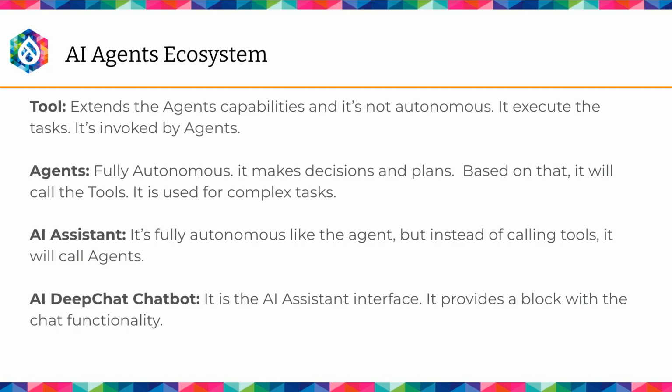The AI assistant is basically a bridge between the agent and the user interface. Here we can add more agents and more instructions. So this assistant can orchestrate more agents, while agents orchestrate more tools, and of course other agents as well. And then after that we can create the block, the AI Deep Chat chatbot, which will provide the interface to the user. Any questions so far? Okay.